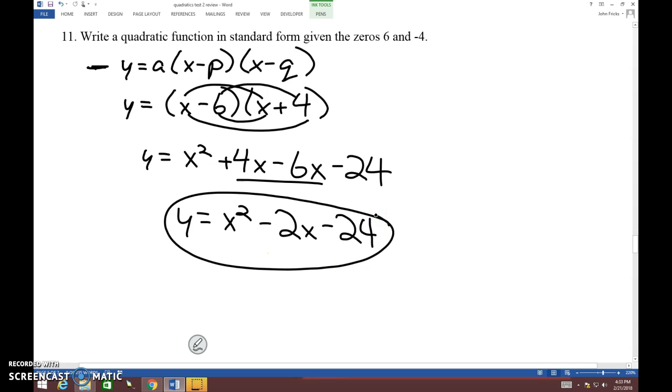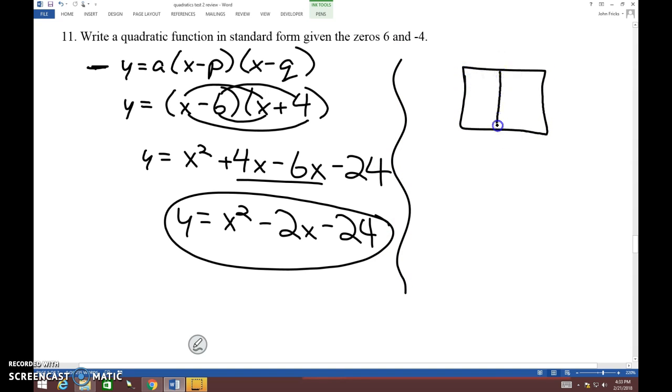The quadratic function in standard form. So that's what we did. Now, understand, you can do it this way, or you can do it with box strategy. The box strategy just does the exact same thing, but when you get down to this point, instead of foiling, you write it out on top of the box and on the side of the box. So that would be x and negative 6, and then x and plus 4, or positive 4.